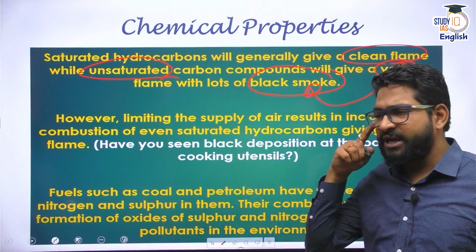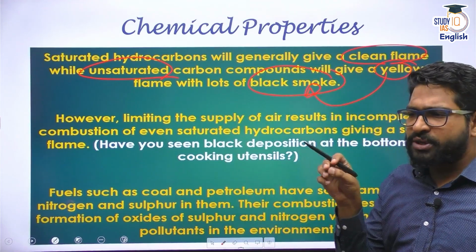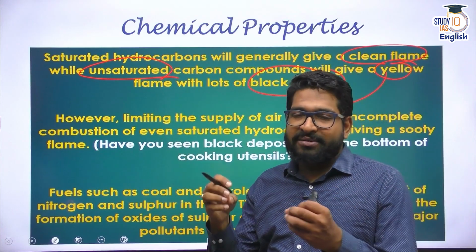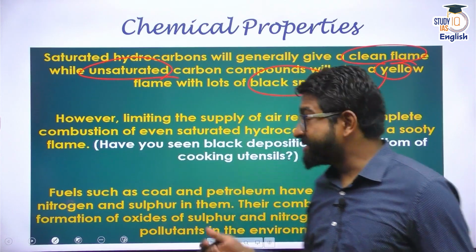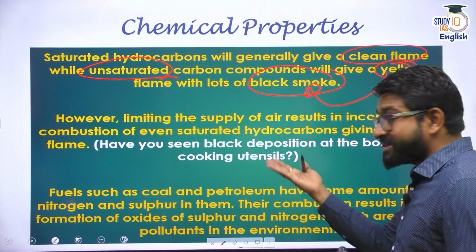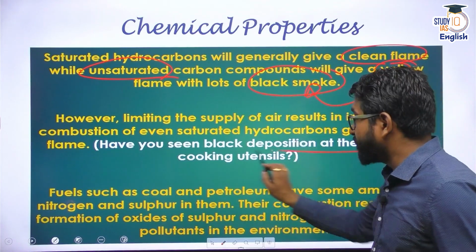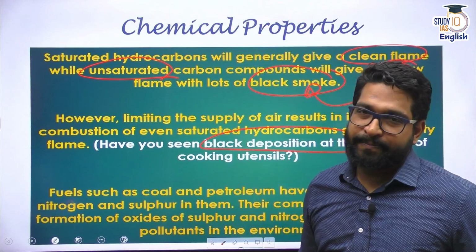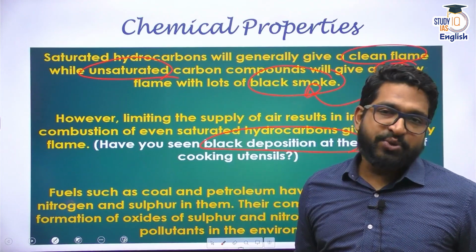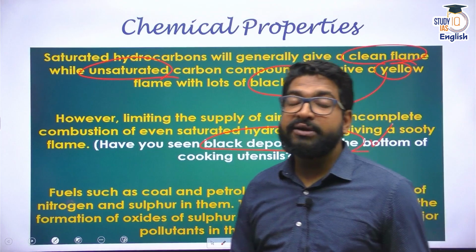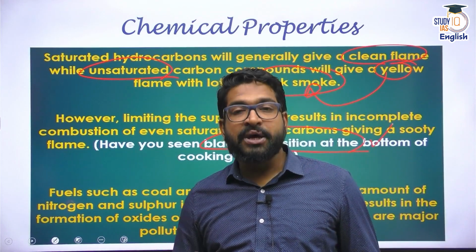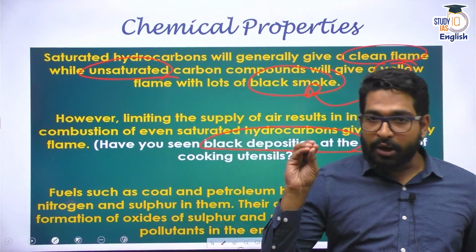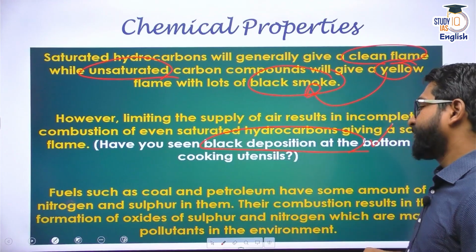That is why you must have seen, whenever your gas nozzle has air in deficient amount, that on your cooking utensils at the bottom, you will see some deposit of black soot. But in general, remember, saturated hydrocarbons burn with a clean flame. Unsaturated hydrocarbons burn with a yellow flame, giving a lot of gases.